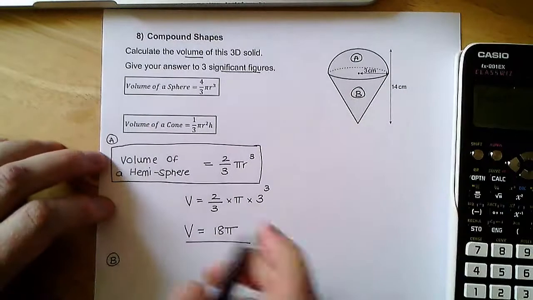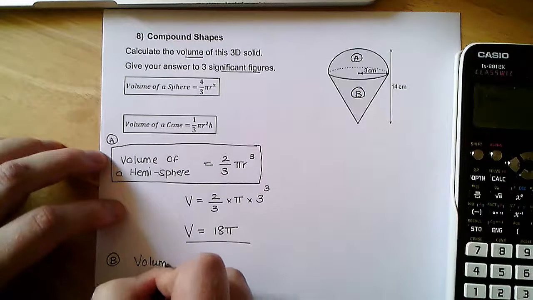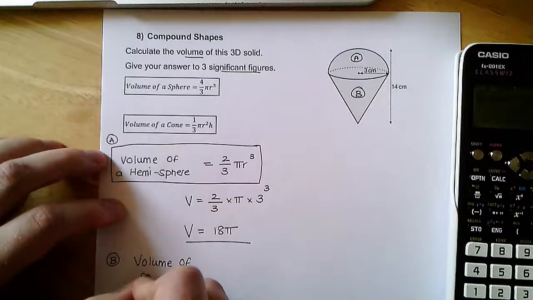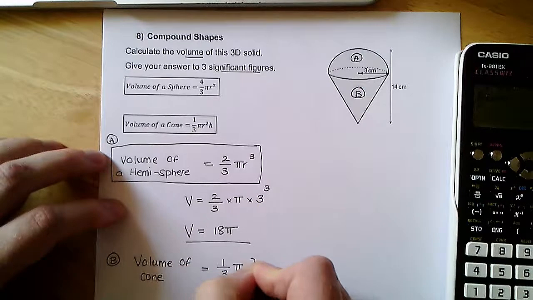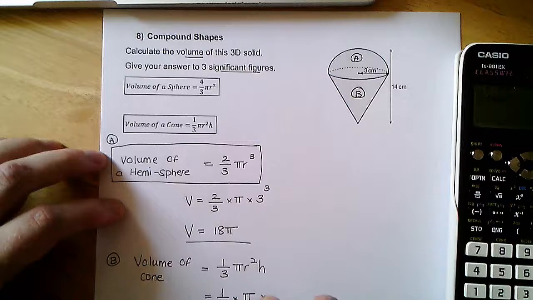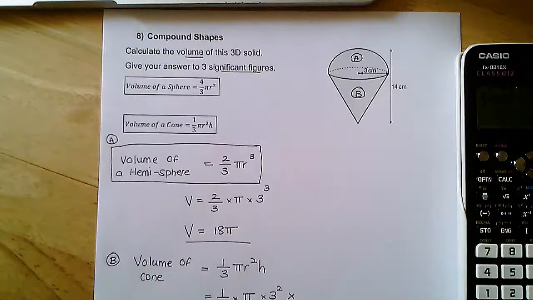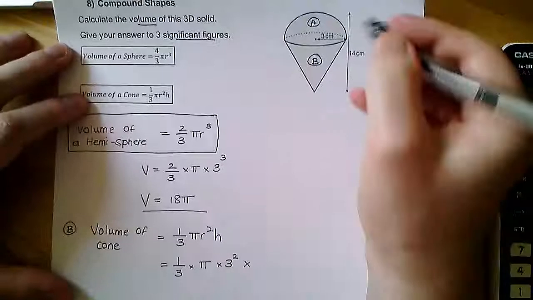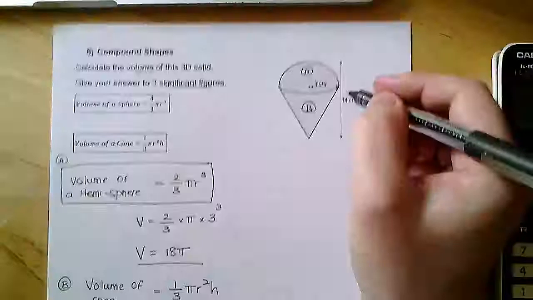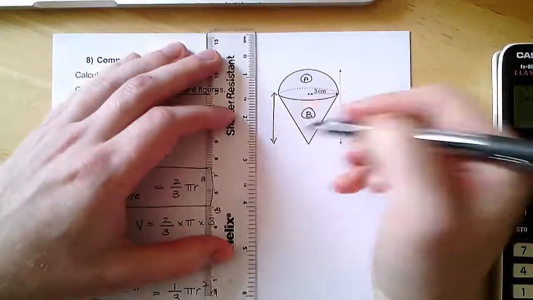For the cone, we know the volume of the cone is 1/3 pi r squared h. That's 1/3 times pi times the radius again, which is 3, times the height. Now, we want the height of the cone, so we just want that bit there.